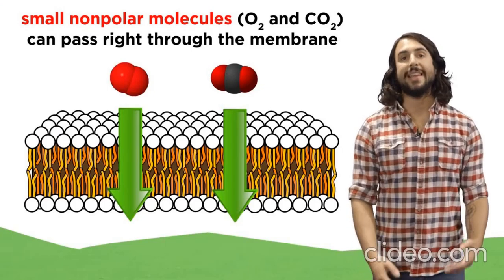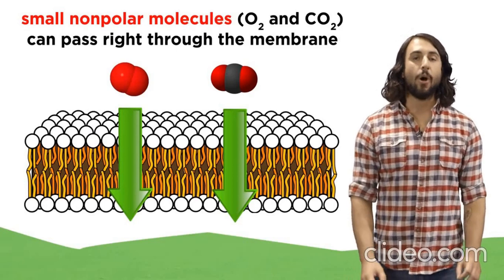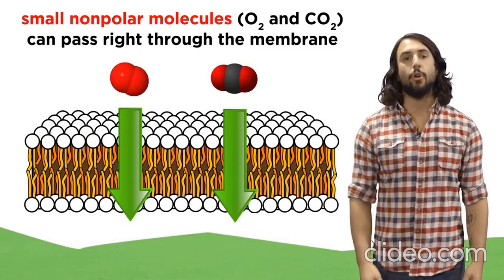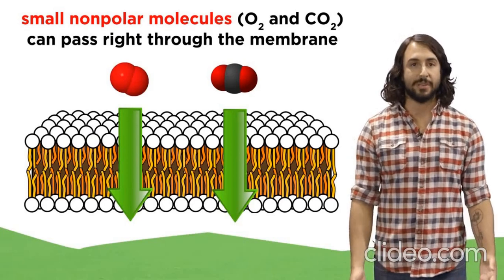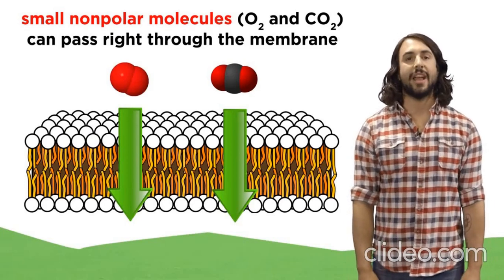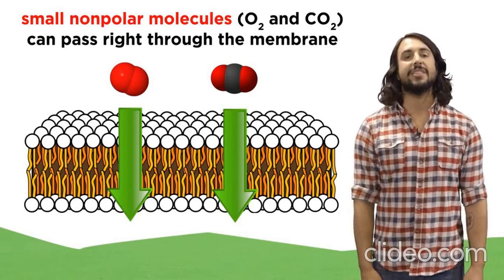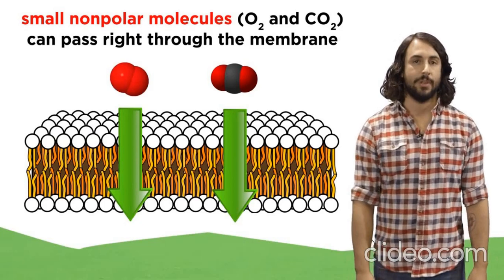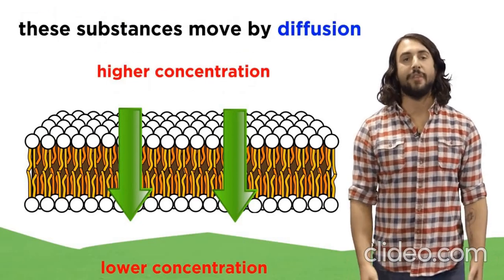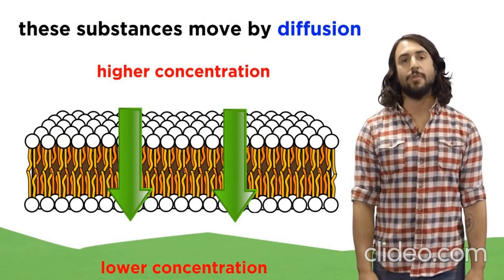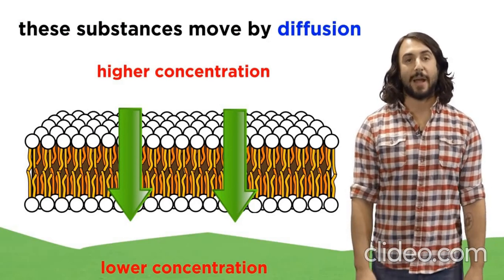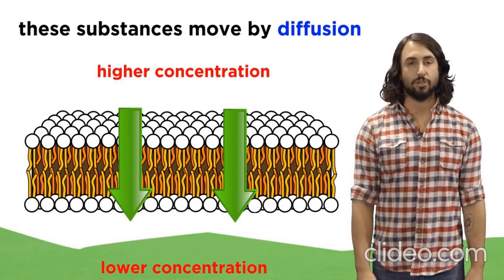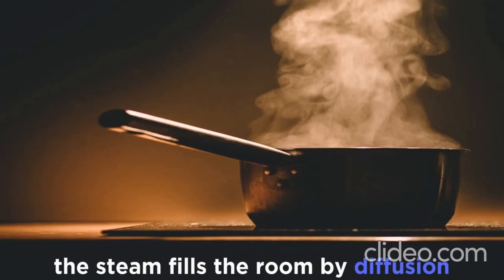Some molecules don't need help to get through the membrane. Small nonpolar molecules are able to go right through the lipid bilayer because they are not repelled by this nonpolar material. This is how oxygen and carbon dioxide get across, since they are tiny and nonpolar. This process is an example of diffusion, where molecules move across the membrane along with a concentration gradient, like gases spontaneously fill up a room.